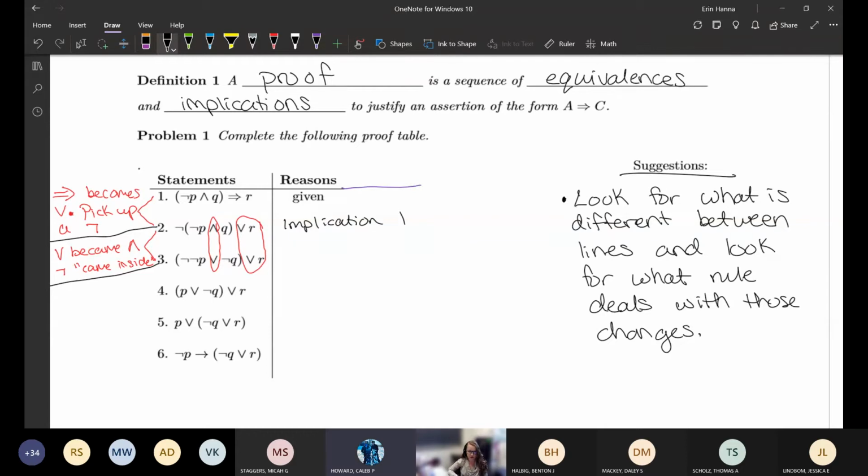So those are really the only two differences, is that the negation kind of came inside and went to both of those things, and the and became an or, but then everything else stayed the same. So we look over at our list of rules, and we look for something that deals with an and becoming an or and a negation being moved. And if we look throughout our things, the only rules that have negation in them are Modus Tollens, double negation, and De Morgan's law.